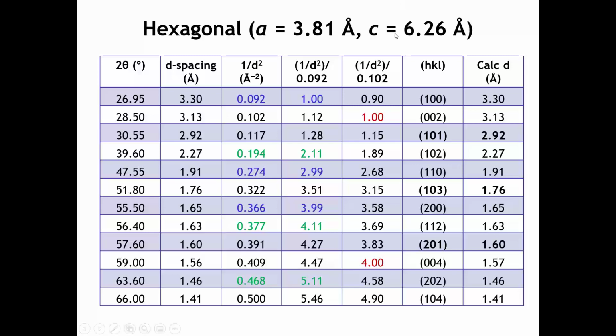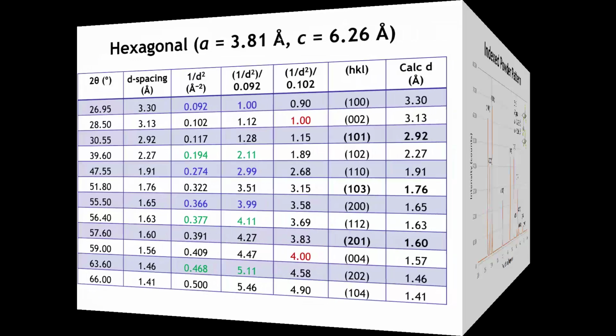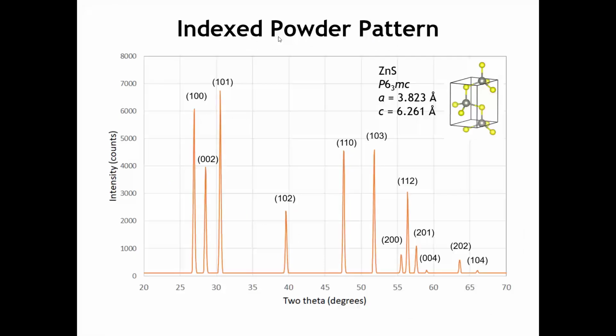We have a unit cell that's still pretty small in volume and quite high symmetry. And so this is the solution. It turns out this powder pattern goes with zinc sulfide, which is a hexagonal crystal, and it has the dimensions very close to what we determined. The space group is P63MC.